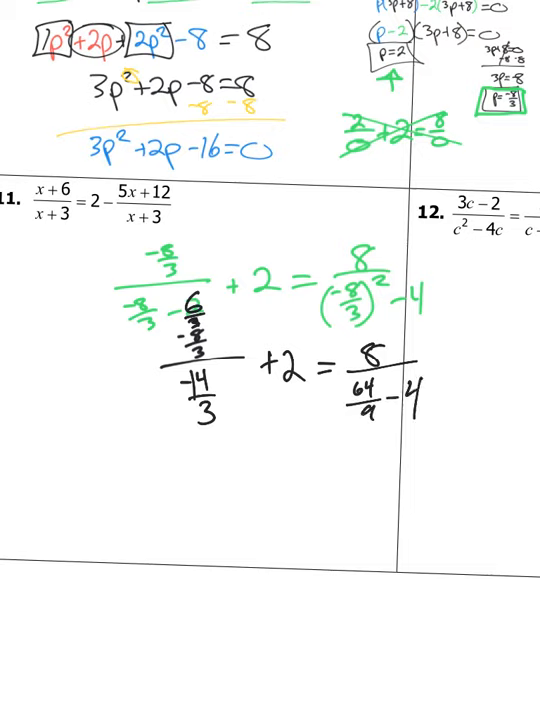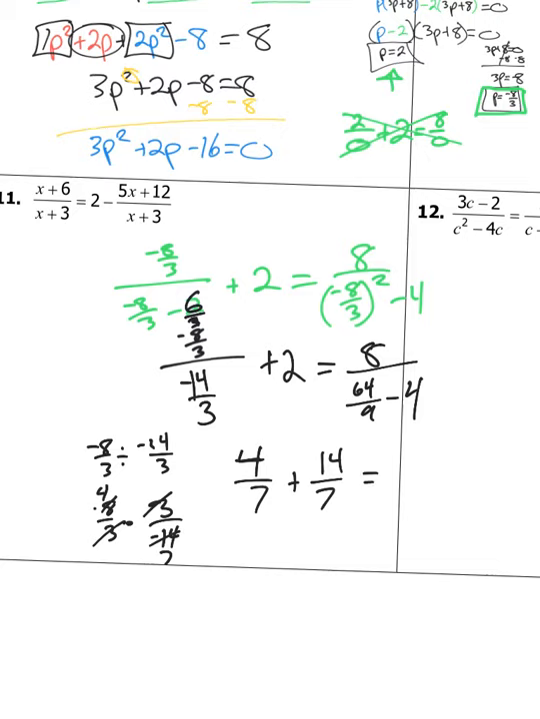So this is getting really annoying. If I do negative 8 over 3 divided by negative 14 over 3, it's negative 8 over 3 times 3 over negative 14, which would give me 4 over 7. Okay, plus 2, and just to change it into common denominators, and then over here, oh boy, to make this a 9, this would be a 63, so 64 minus 36 would give me 28.